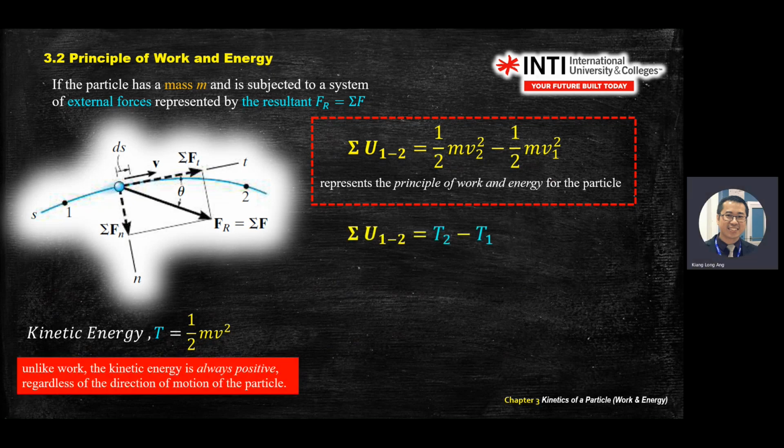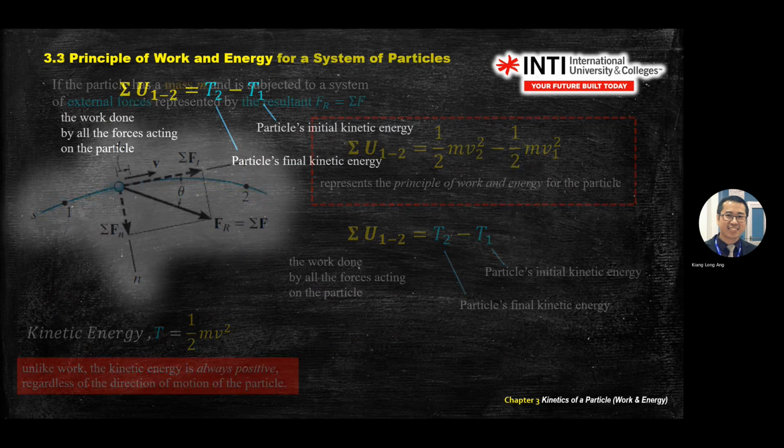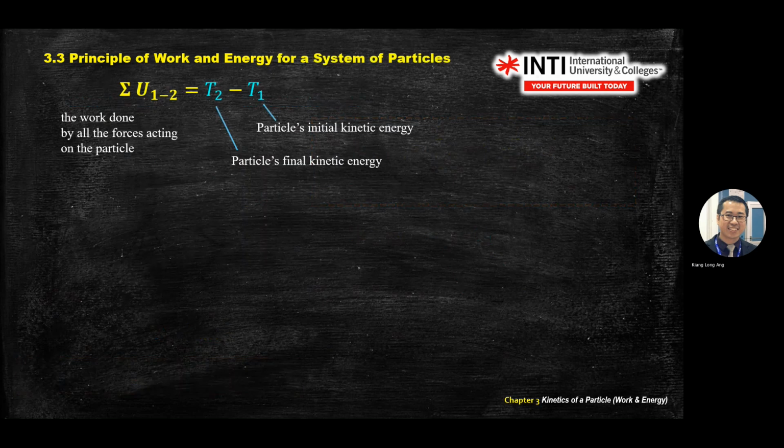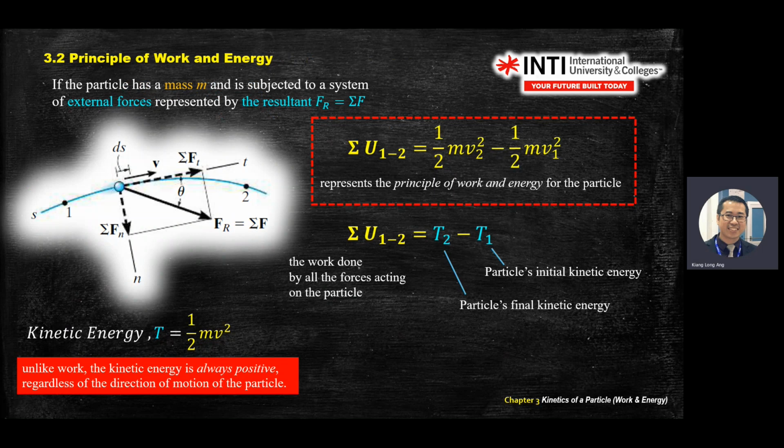So this is the elaboration of what is half mv squared. In this case, we are still at the particle dimension. Later, after week 7 or week 8, we'll go into rigid body. We are now at particles. I need to mention, the work here is the summation of all the forces done on the object.